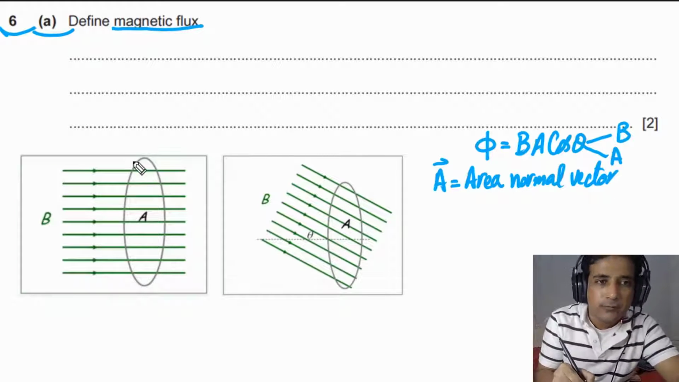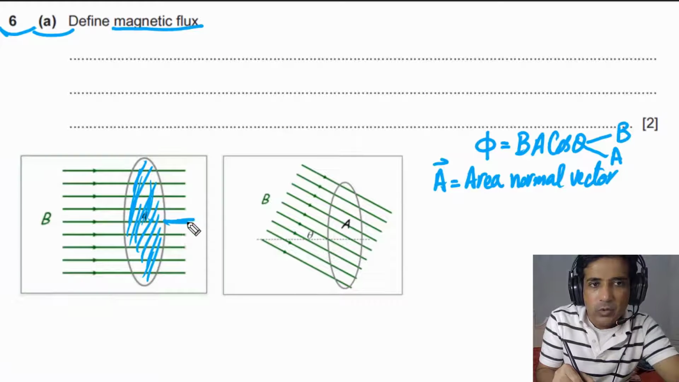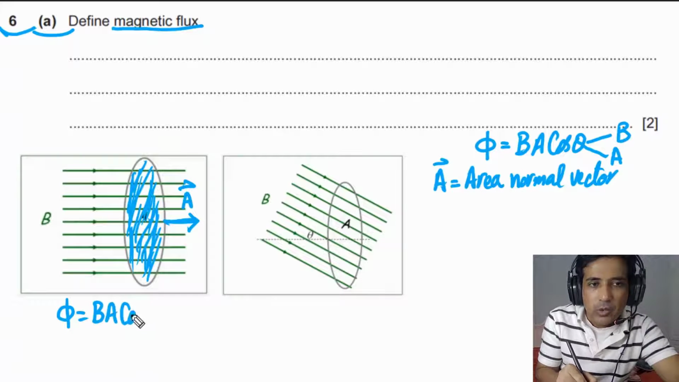If you look at this ring, the area normal vector means the vector that is normal to this area. That vector we call the area normal vector. In this case, flux will be equal to BA cosine of the angle between A and B. The angle in this case is equal to 0 degrees, so simply flux will be equal to B times A. This is how you can calculate flux for this one.